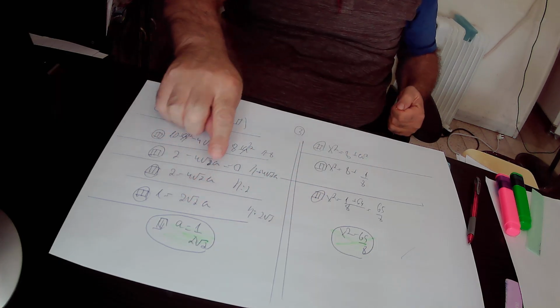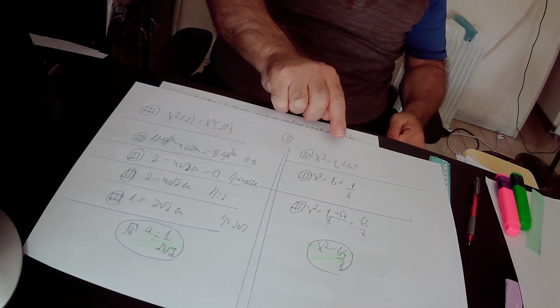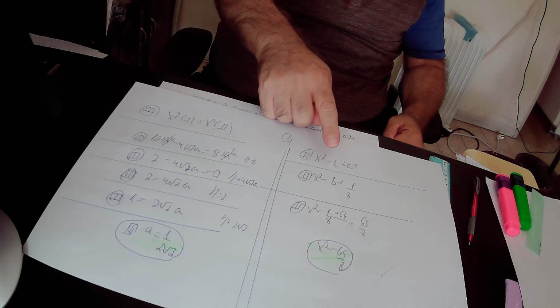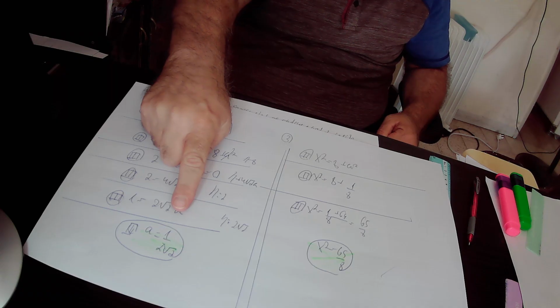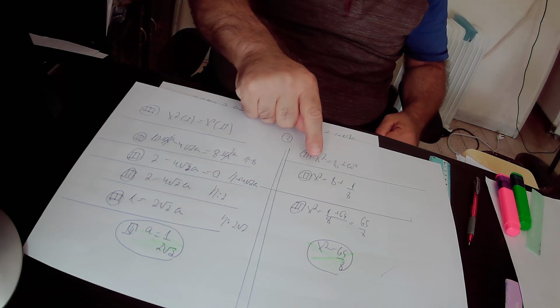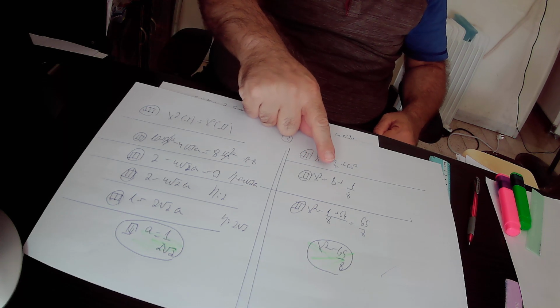2. According to equation 2, x squared equals 8 plus a squared. A is 1 over 2 times root of 2, therefore a squared must be equal to 1 over 2 times root of 2 squared, that is 1/8. So in total x squared equals 8 plus 1/8.